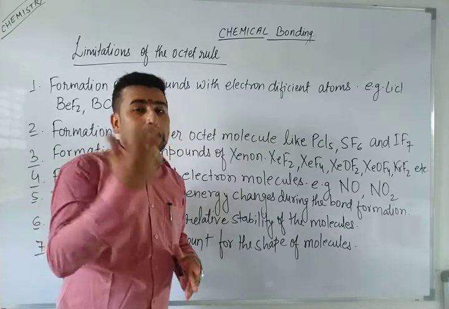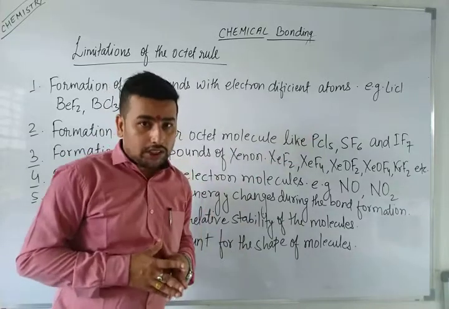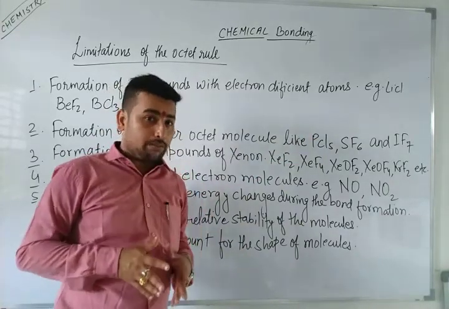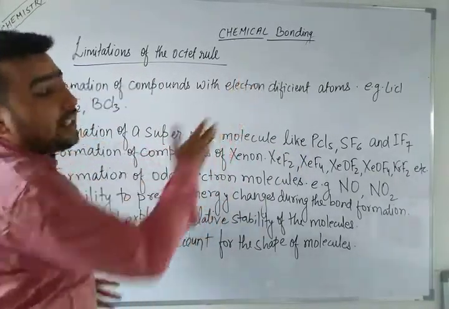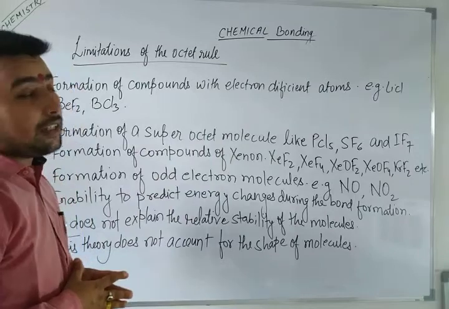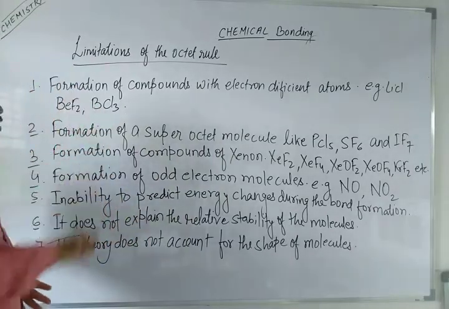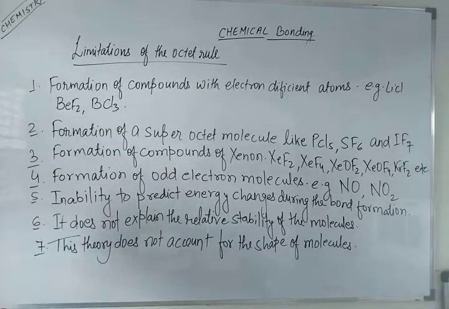Generally, the second period elements should not form covalent compounds. You know very well lithium is an electropositive element and it generally forms ionic compounds. Here, by sharing one electron, it is forming a covalent bond. It should not do that. So that was the formation of compounds with the electron deficient atom. Second one, the formation of superoctet molecules. Superoctet molecules means more than 8 electrons.